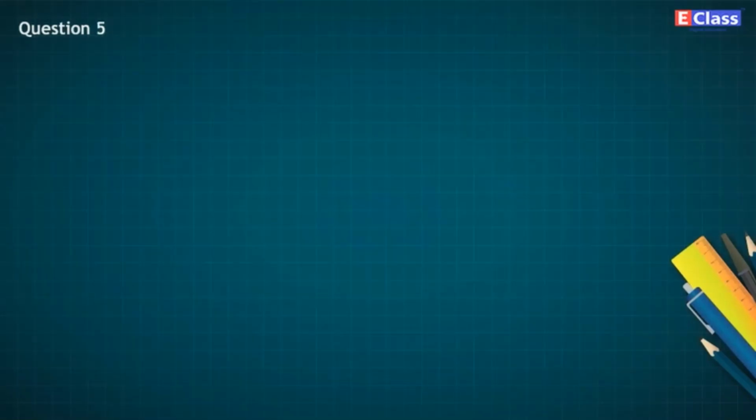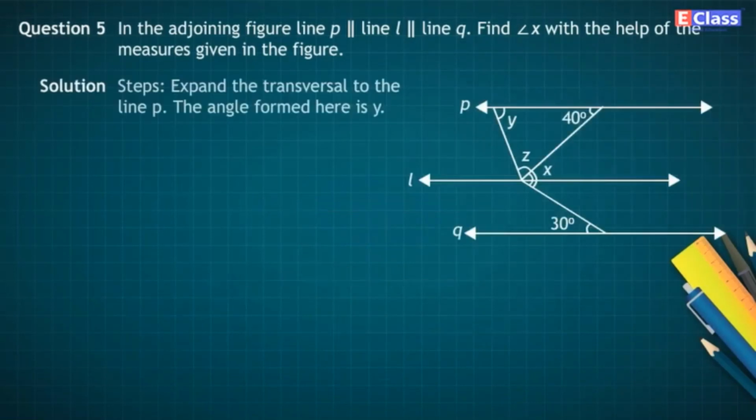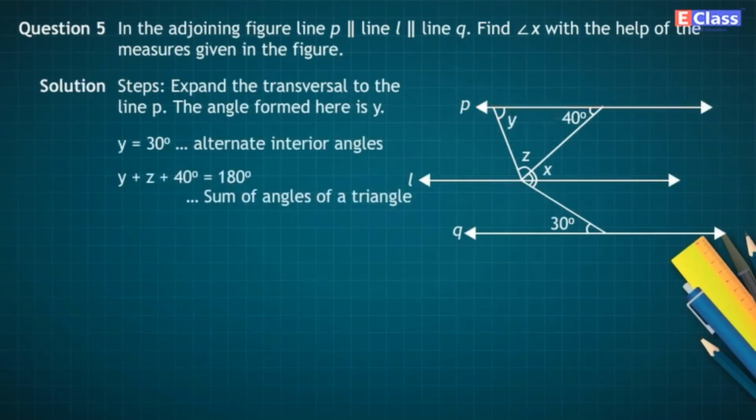Question 5. In the adjoining figure, line P is parallel to line L is parallel to line Q. Find angle X with the help of the measures given in the figure. Solution. Steps. Extend the transversal to the line P. The angle formed here is Y. Y is equal to 30 degrees as they are alternate interior angles. Y plus Z plus 40 degrees is equal to 180 degrees, as the sum of angles of a triangle. 30 degrees plus Z plus 40 degrees is equal to 180 degrees.